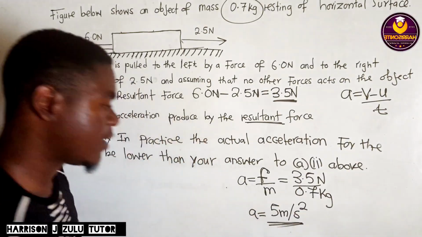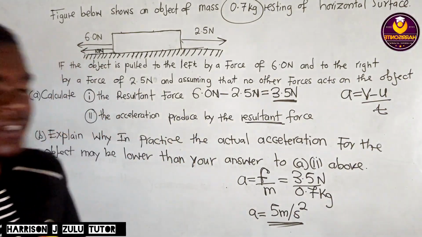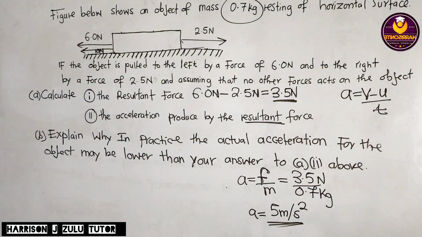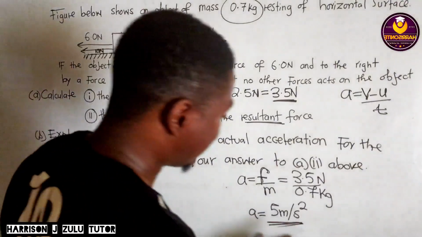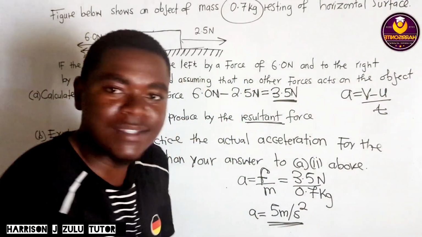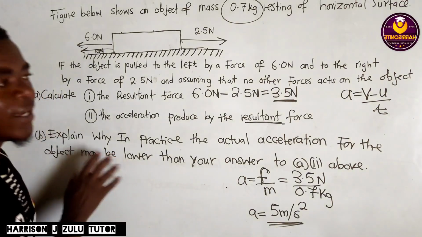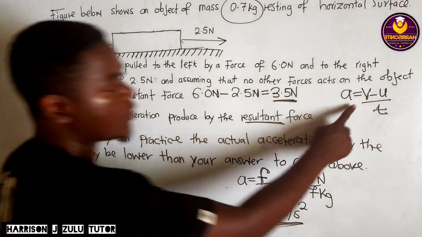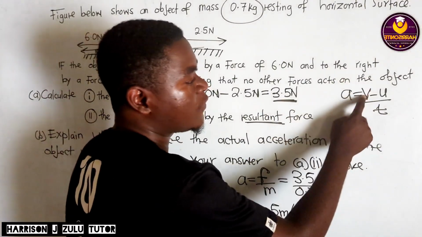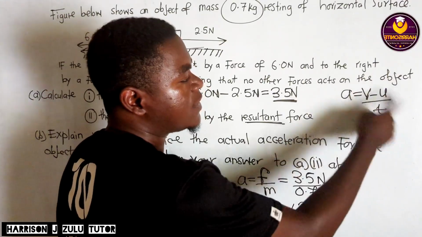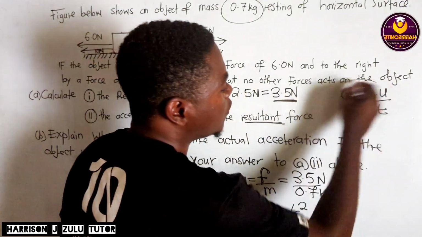So this is your answer. This is what you are supposed to do for you to answer this particular question. As simple as this. I guess we are able to see this answer. We now go to this other question. You cannot use the other formula, because you don't have the initial velocity, or even the time. So there is no need of using this one.